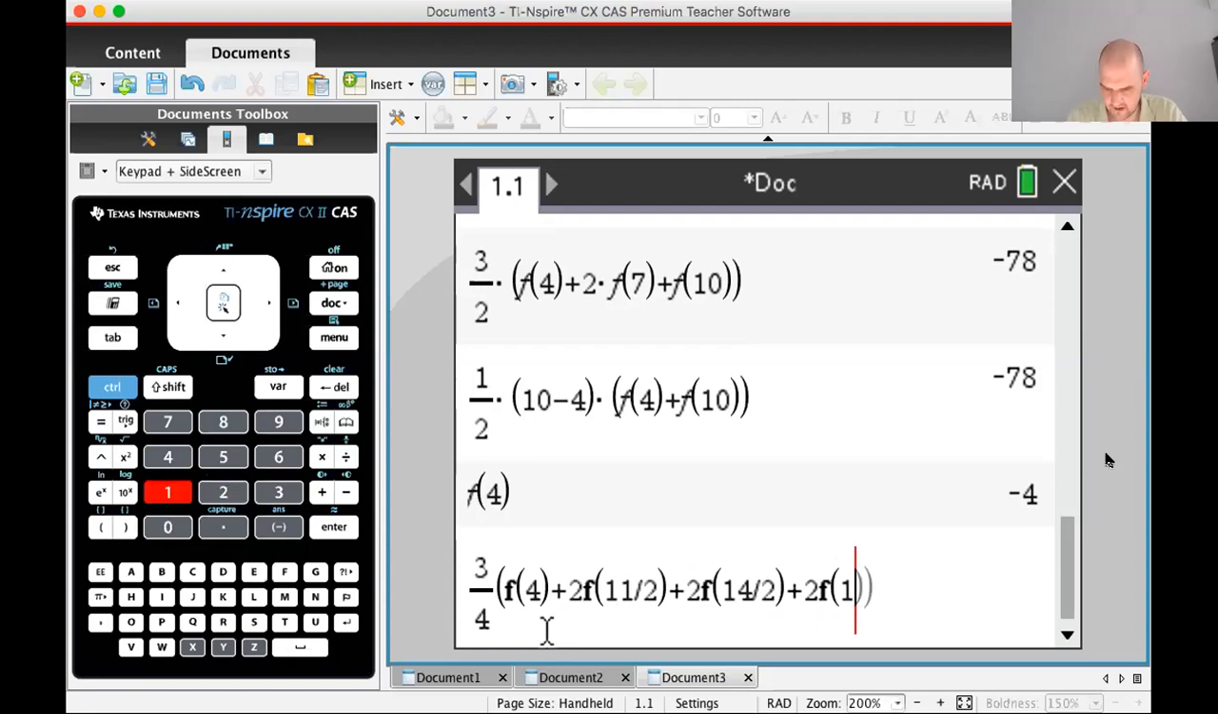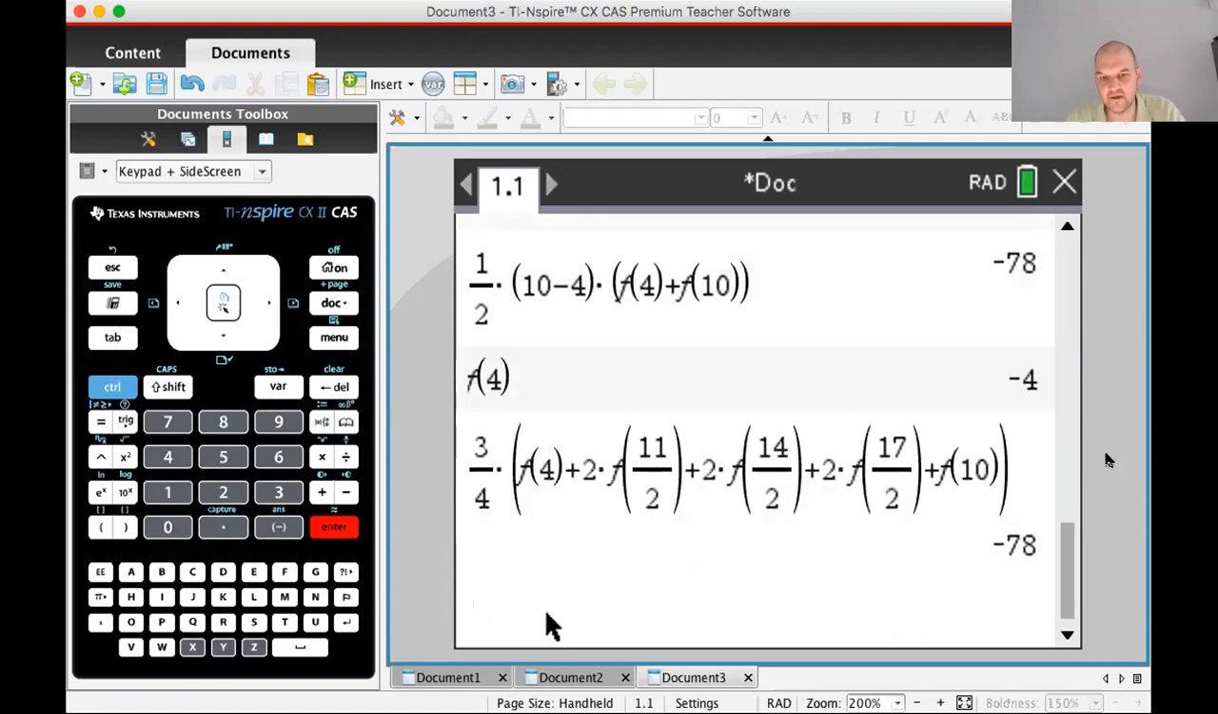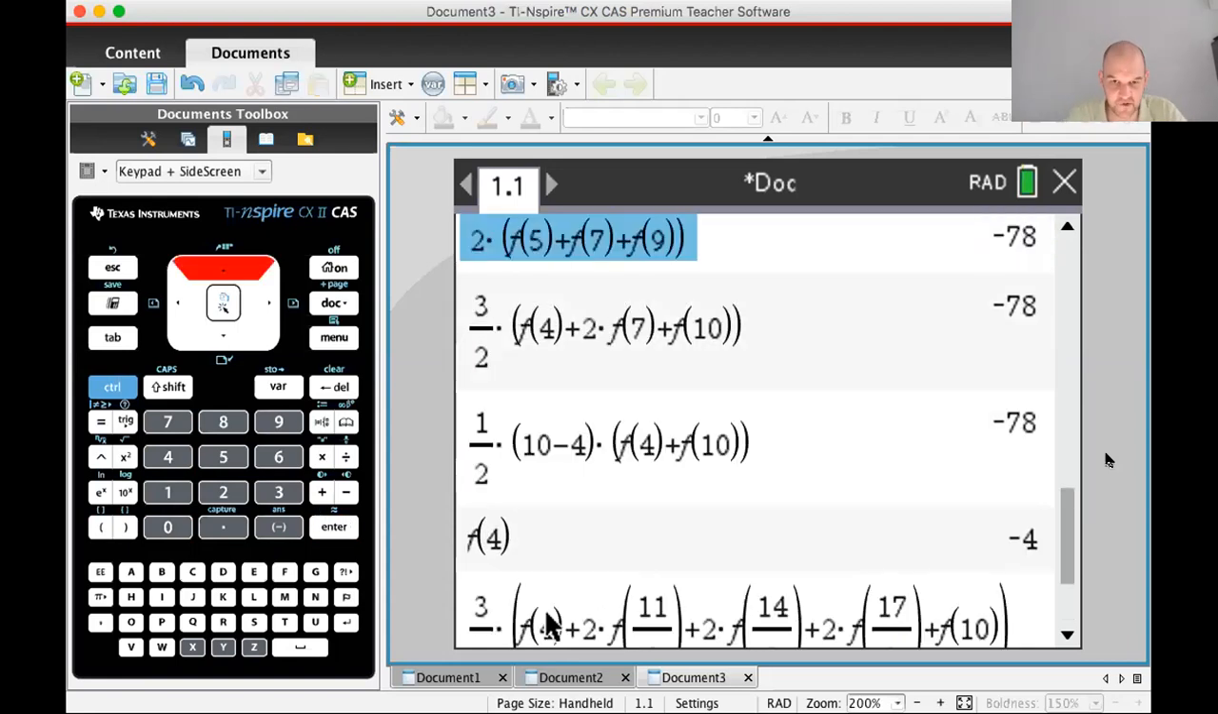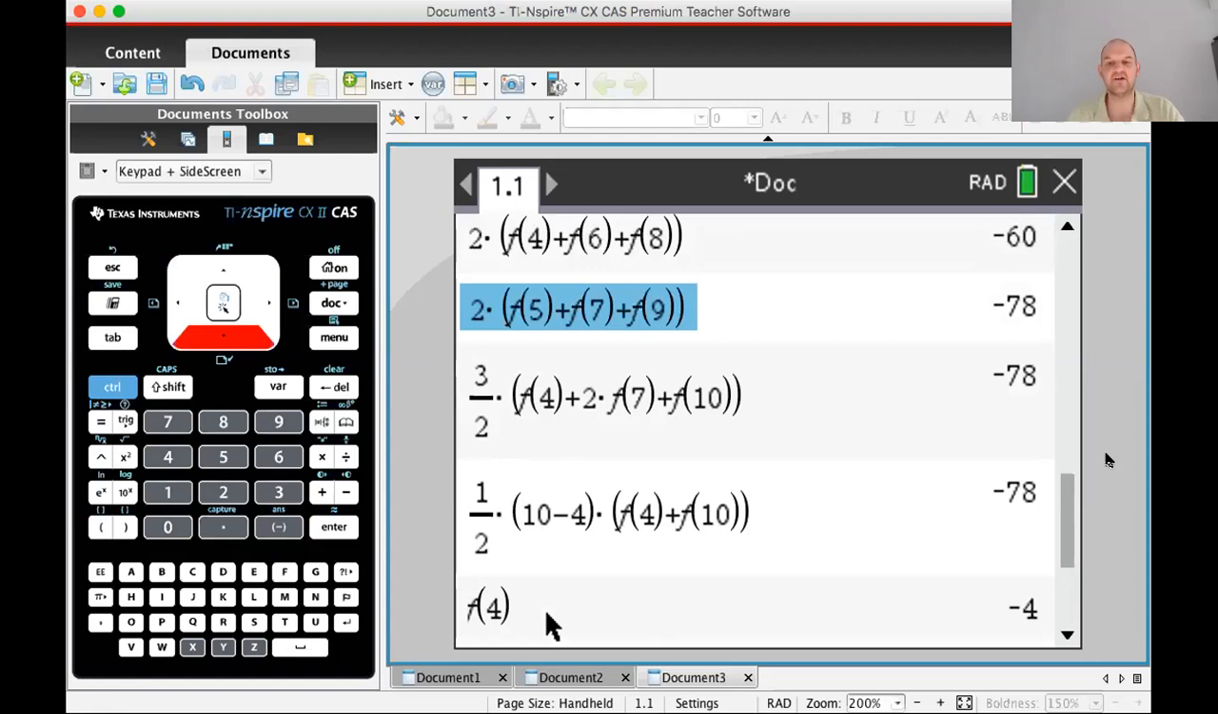Which, you know, it's good to confirm. f of 10. Negative 78, which it had to be because it's actually a trapezoid again. Negative 78. Now the most interesting one to me is actually the midpoint. When we did the midpoint, we also got negative 78, which means that the over under that we're getting there is perfectly balanced out, and you end up with no error. So that to me is the most interesting one.